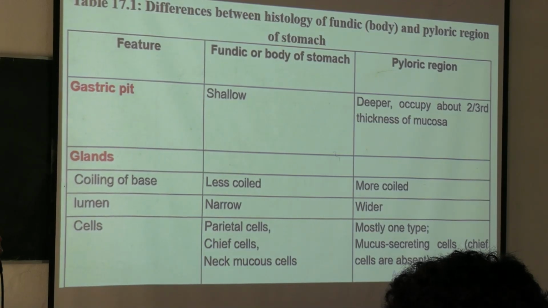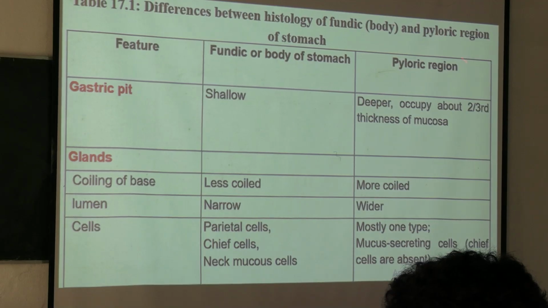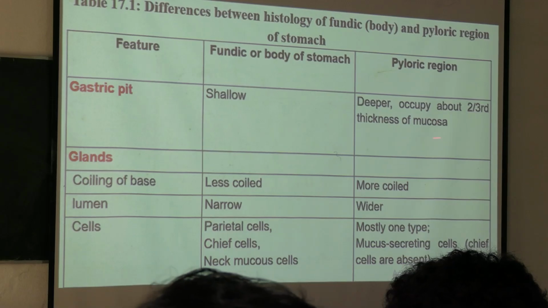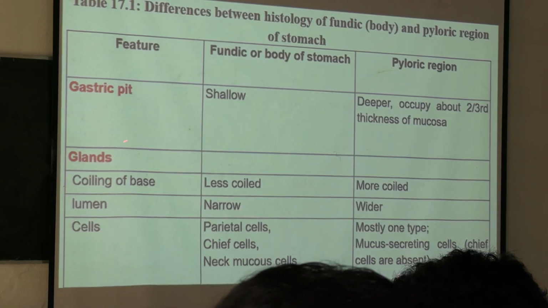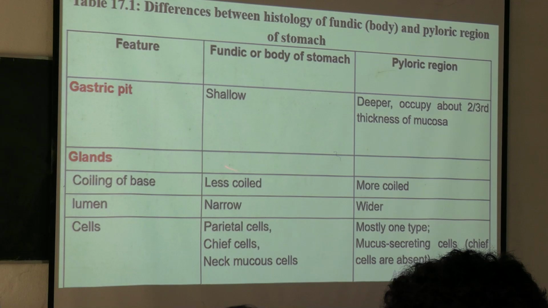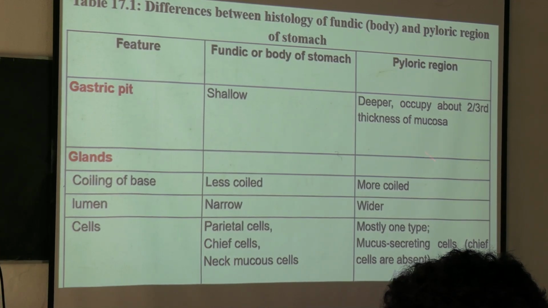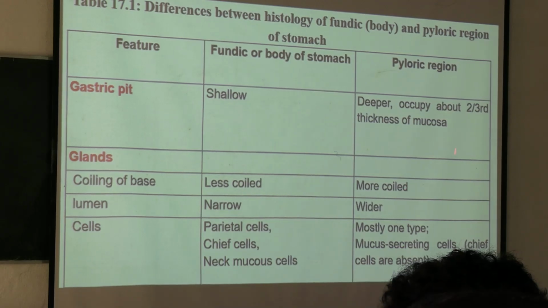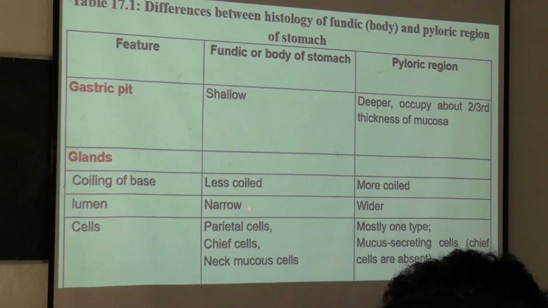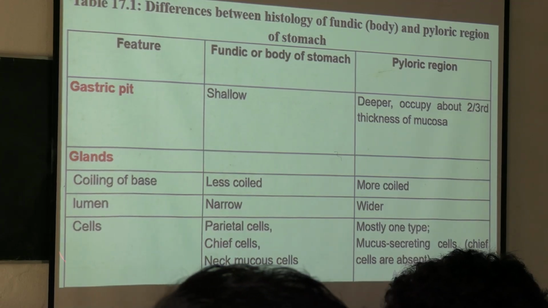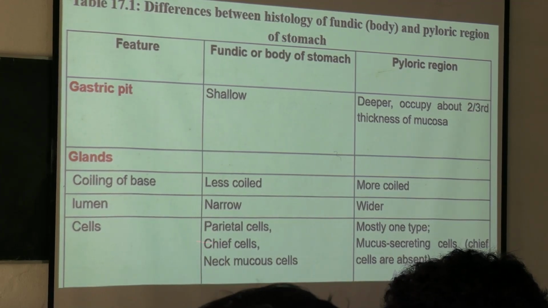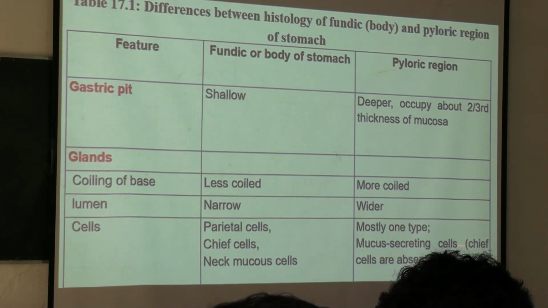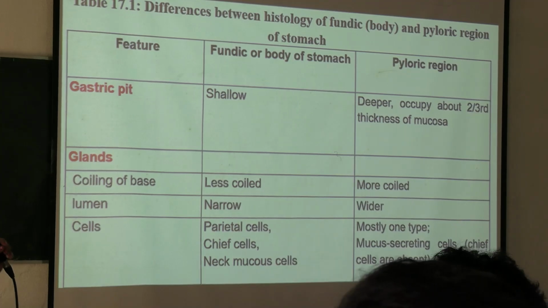Okay, so these are the differences between the fundic region or body of the stomach and the pyloric region. Gastric pits are shallow here. They are deeper in the pyloric region, occupying about 2/3 of the thickness of the mucosa. Glands are deeper here and shallower in the pyloric region. Glands are more coiled at the base here, and less coiled in the pyloric region. Gland lumens are wider here and narrow in the pyloric region. Cells present in the glands are parietal cells, chief cells, and mucous neck cells, and in the pyloric region mostly one type, the mucus-secreting cell. Chief cells are absent in the pyloric region.